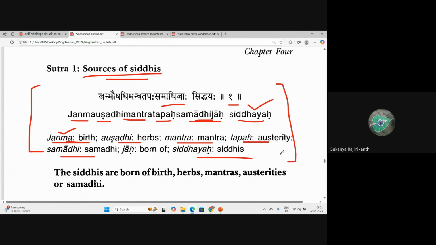Janma aushadhi mantra tapas samadhijah siddhayah. These are the 5 main things through which we can get siddhis. Janma means by birth. Here we saw the example of Krishna. Because of his good karmas in previous janma, he gets special siddhis. And then Aushadhi. Aushadhi is by herbs. Because of the herbs, we can get some powers according to the herbs, medicines.